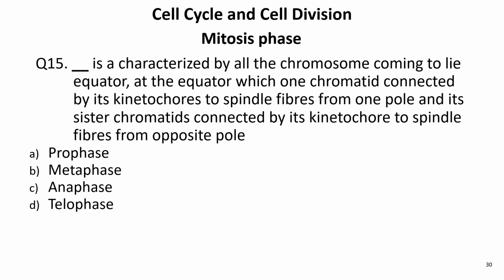Now let's move to the second question. Here you have to fill in this blank. Dash is characterized by all the chromosomes coming to lie at the equator. So they are talking about metaphase. At the equator, each chromatid is connected by its kinetochore to the spindle fibers from one pole and its sister chromatid is connected by its kinetochore to spindle fibers from the opposite pole. So at metaphase what happens? This is the metaphase plate. Chromosomes are aligned here.